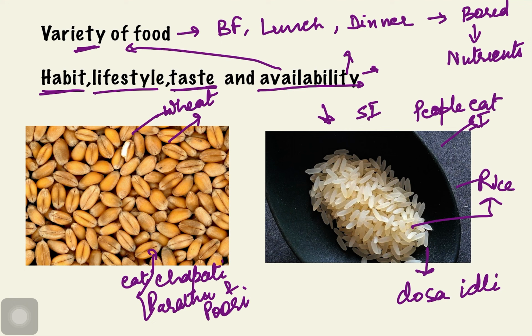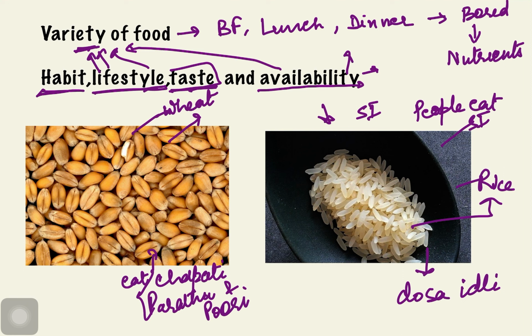Now coming to the taste. Taste also constitutes the variety of the food. Why? Because some people like spicy food, some people like sweet food. So according to their taste they eat the food and that creates the variety of the food. Now comes the lifestyle. Lifestyle also creates the variety of the food. How? Poor people cannot afford the rich people's diet. So rich people have 3-4 dishes in their diets, but poor people can have only 1 or 2 dishes in their diet. So lifestyle also creates the variety of the food.